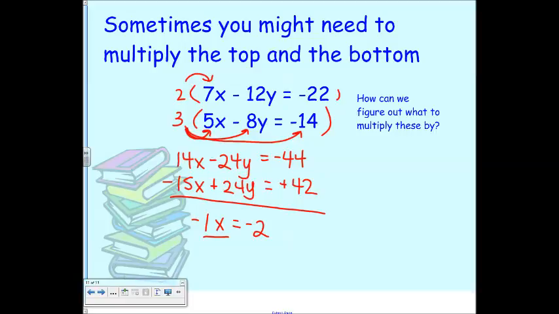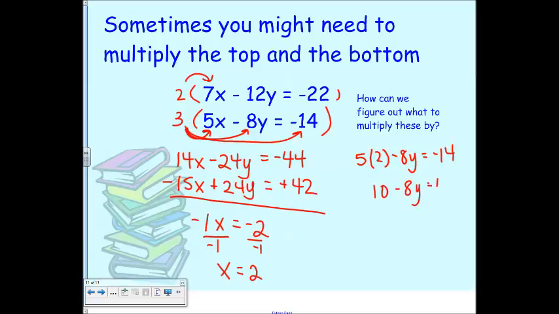All right, so I'm going to go back and plug that in, and I'm going to plug it into the second equation because I like 5s better than 7s. So 5 times 2 minus 8y equals negative 14. What's 5 times 2? 10 minus 8y equals negative 14, minus 10 on both sides.